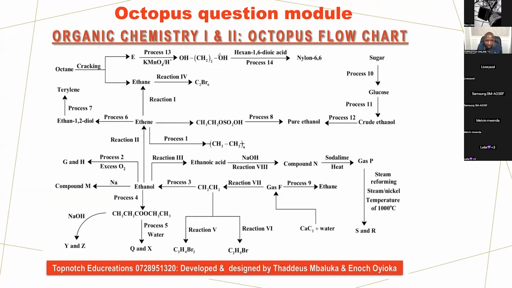So now, I'm talking about the concept mapping using the Octopus technique. I think you are ready for that.